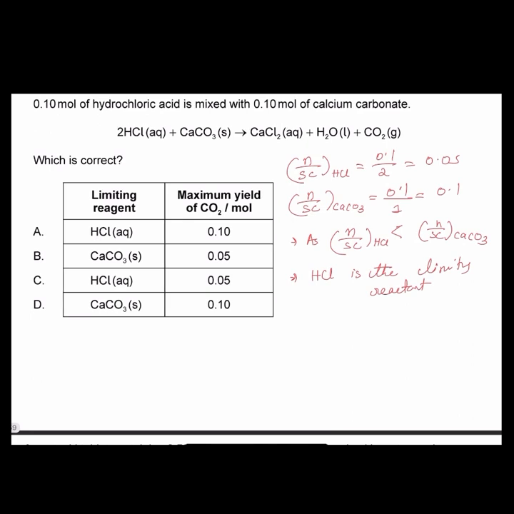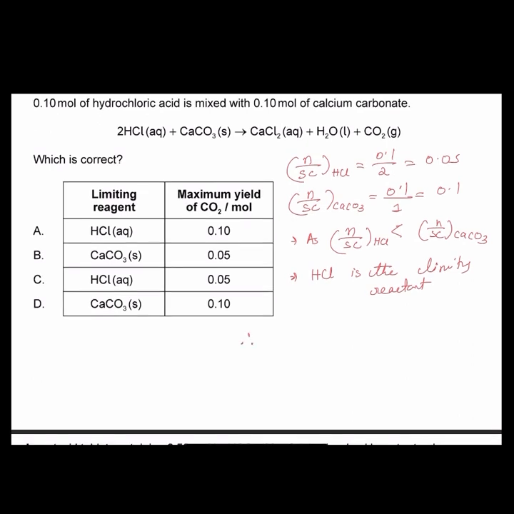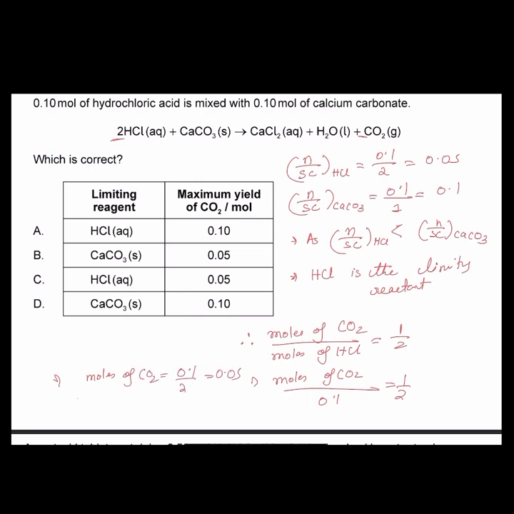Done. So we know HCl is the limiting reactant. Now we have to find the maximum yield of CO2. So we'll use HCl as a basis of calculation. So moles of CO2 and write the stoichiometric coefficient. Yeah, moles of CO2 by moles of HCl. This will give me the ratio would be 1 by 2. 1 here, 2 here. That's why 1 by 2. So moles of CO2 would be, moles of HCl is 0.1. Therefore moles of CO2 would be 0.1 by 2, that is 0.05. So moles of CO2 produced would be 0.05, and HCl is the limiting reactant. From the options, clearly option C is the correct answer to this question.